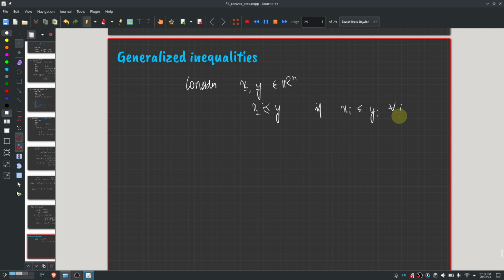But one thing to note is that not every pair of points is comparable. So if I have (1, 2), this is definitely less than or equal to (2, 3), and it's greater than or equal to, let's say, (-1, 1). But I can't compare (1, 2) with (-1, 3), because 1 is greater than -1, but 2 is less than 3.